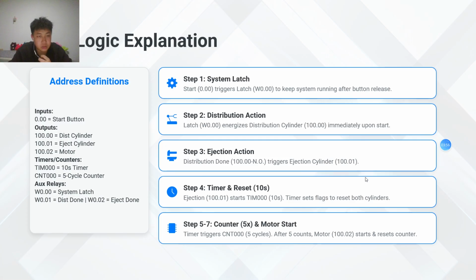Okay, so this is the LD logic explanation. The step 1 is system launch. The step 2 is distribution action. The step 3 is ejection action. The step 4 is timer and reset 10 seconds. And step 5 to 7 is counter fives and motor start.